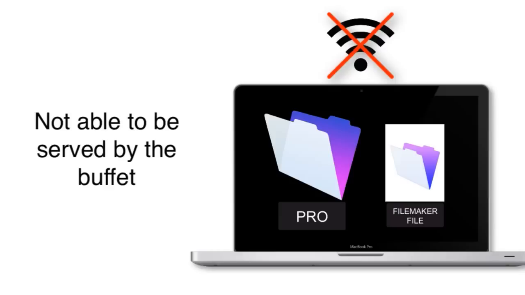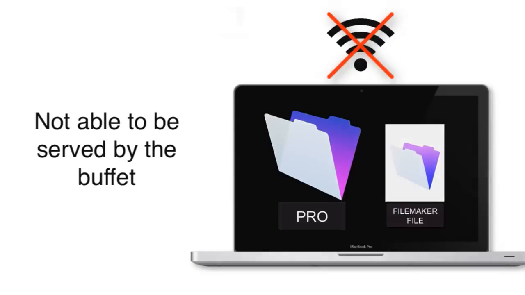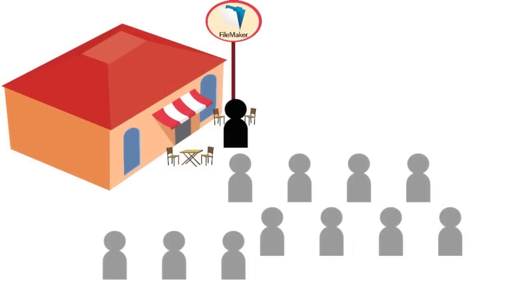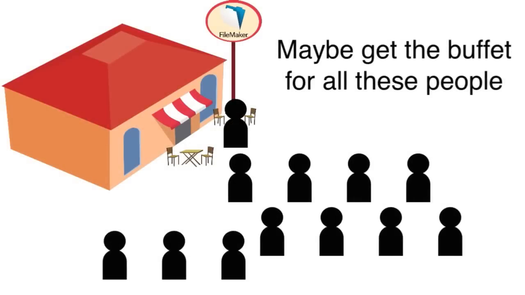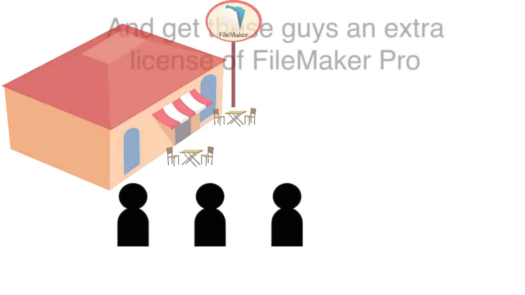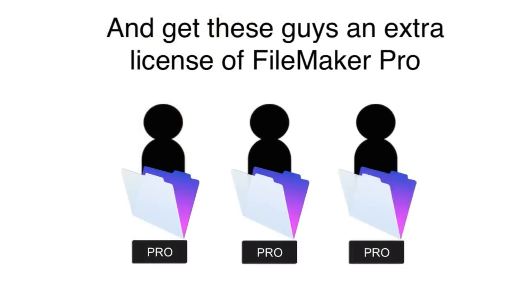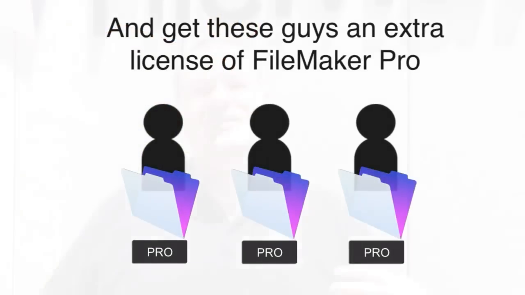So if you're that kind of person, then what you need to do is think about taking the 10 people to the buffet and adding those people up, and the 2 or 3 or 4 or 5 people that might go out of the office and getting them an extra license of FileMaker to cover that contingency. So that's the whole idea behind the FLT buffet.